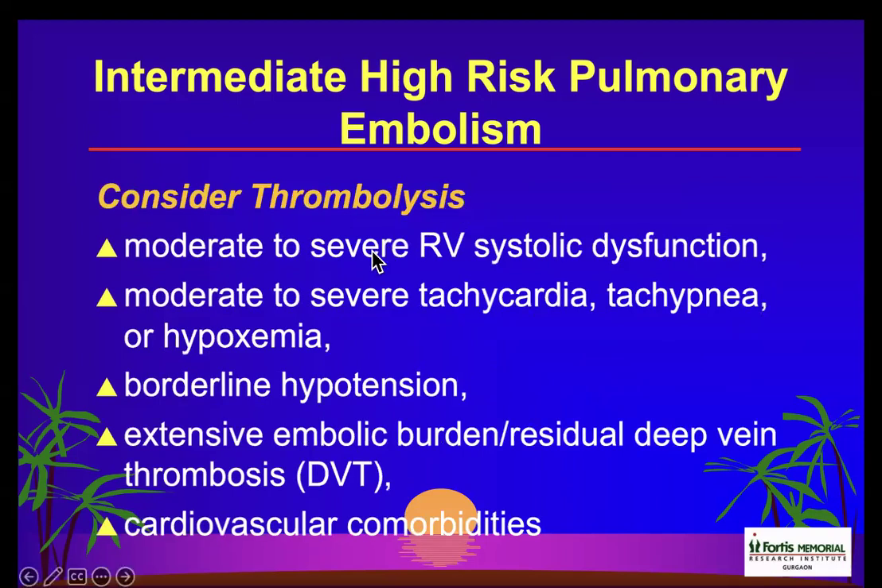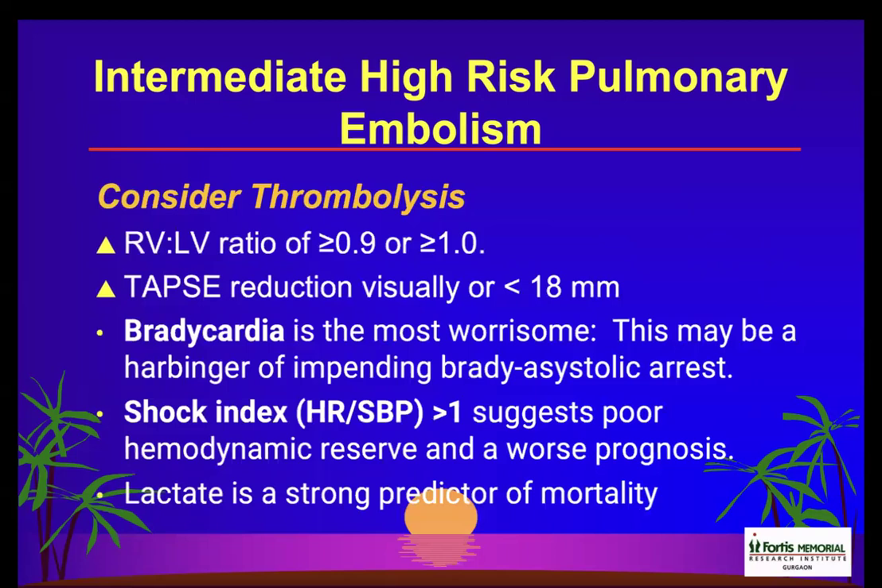Now, certain cases with moderate to severe RV dysfunction, moderate to severe tachycardia, tachypnea and hypoxemia, borderline hypotension, extensive embolic burden, residual deep vein thrombosis, or cardiovascular comorbidities may be candidates for thrombolysis, even though they may be hemodynamically stable. And if multiple of these risk factors are there, then thrombolysis may be considered even in intermediate high-risk pulmonary embolism cases.